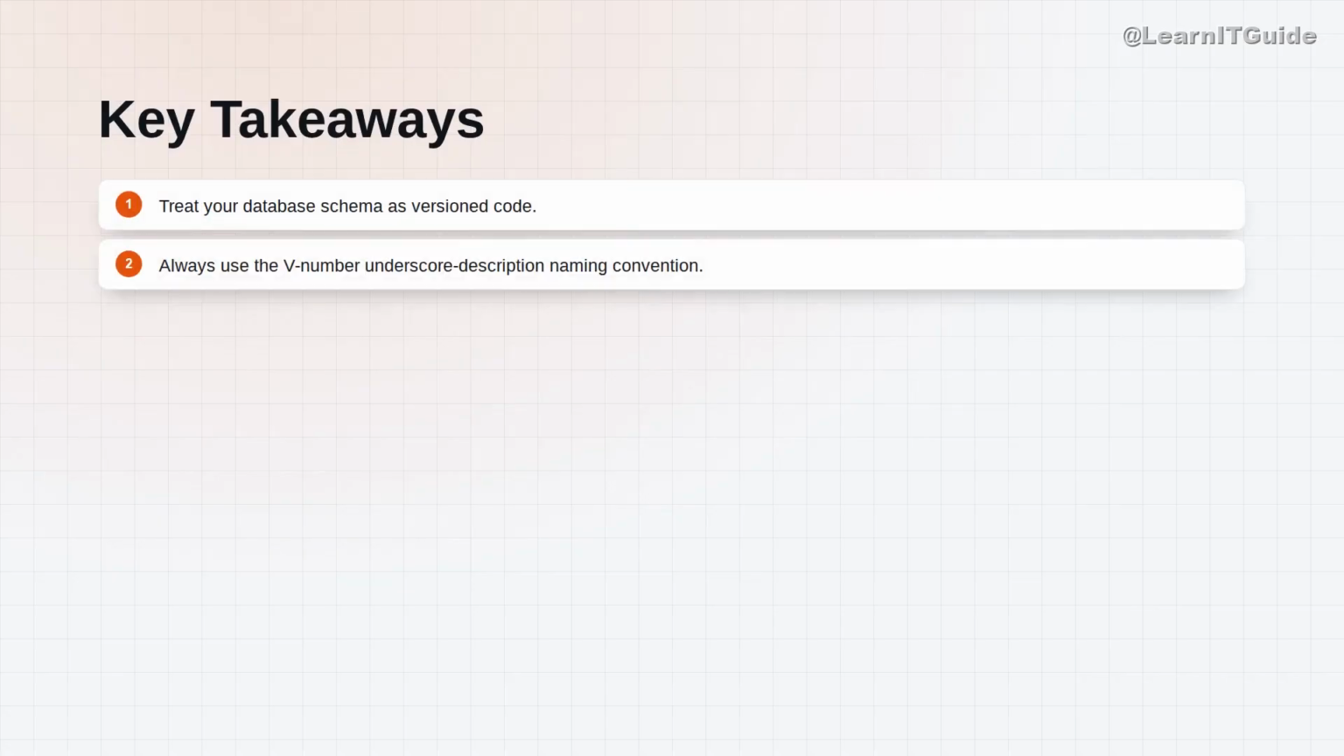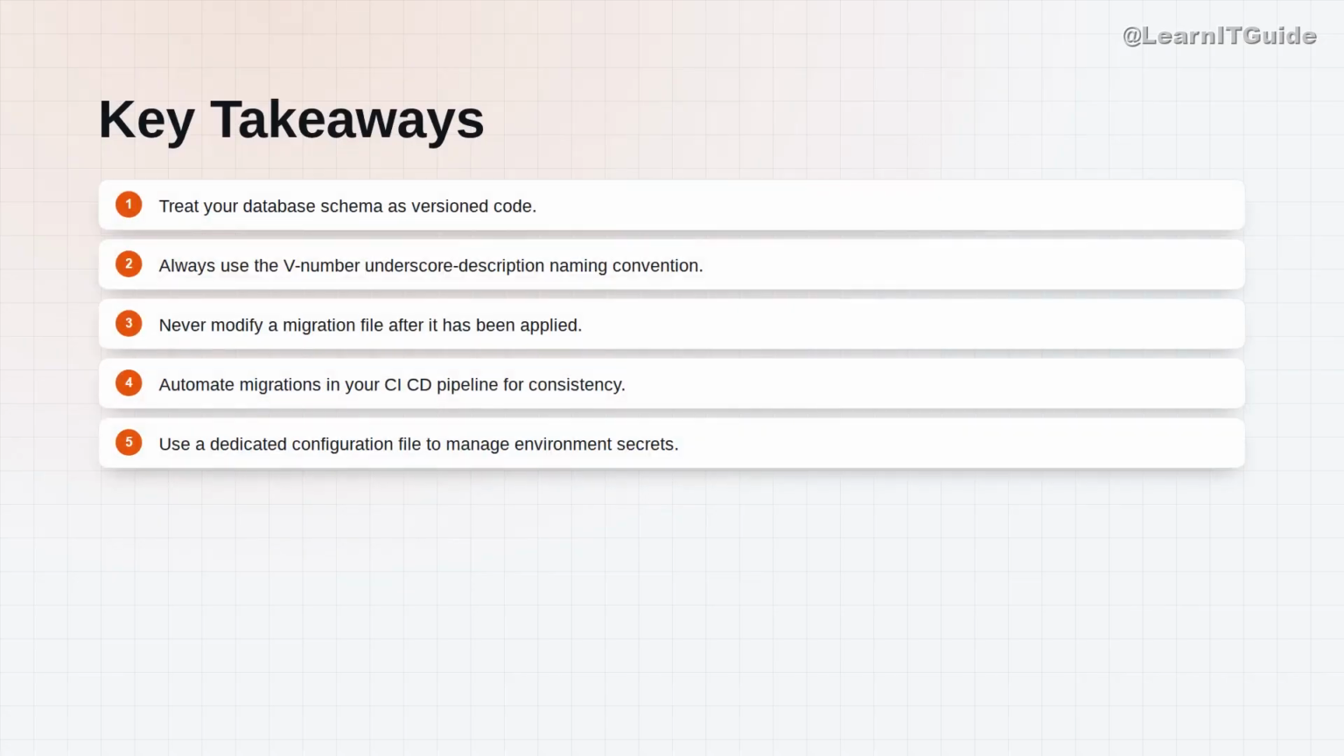Treat your database schema as version code. Always use the V<version>__description naming convention. Never modify a migration file after it has been applied. Automate migrations in your CI/CD pipeline for consistency. And finally, use a dedicated configuration file to manage environment secrets. You now have a production-ready migration strategy.